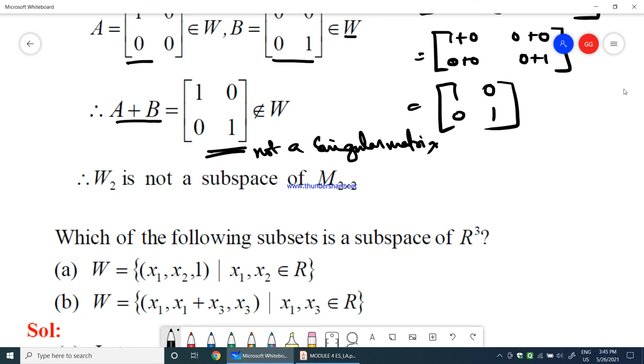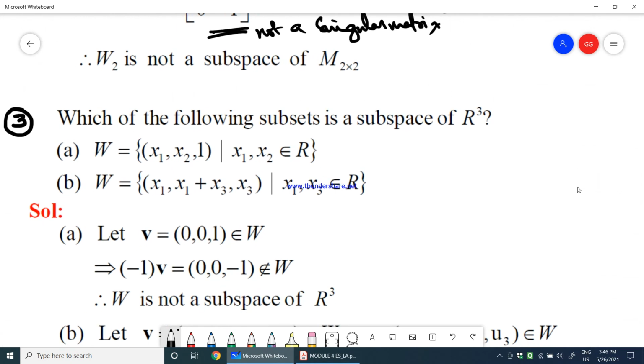Let us go to the next example, to know whether the subset is a subspace of R cube or not. R to the power of 3, because we have 3 tuples here. That is the reason we say R to the power of 3. Now W equals (x1, x2, 1), where x1, x2 belong to R. Whether this will be a subspace of R cube, let us see. Now this is x1, x2 and 1. This 1 should remain as 1, even if you do an addition operation or any scalar multiplication, this 1 should never change.